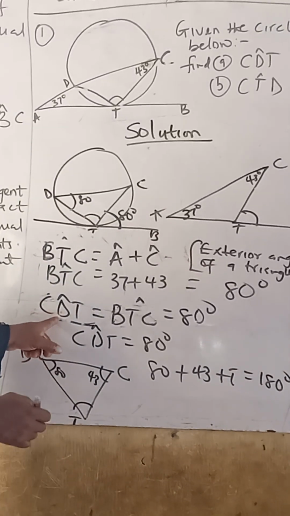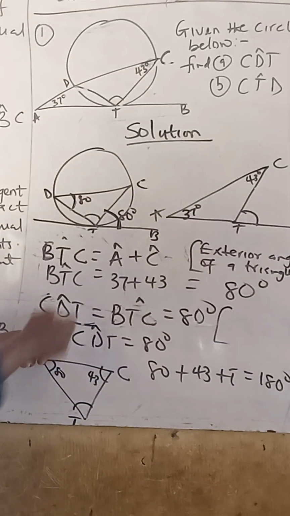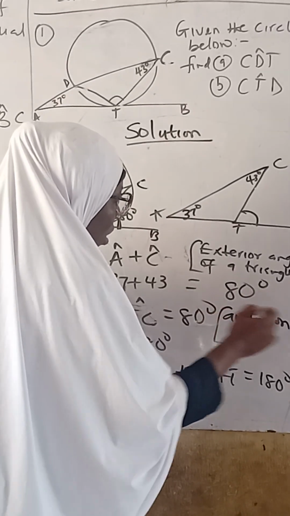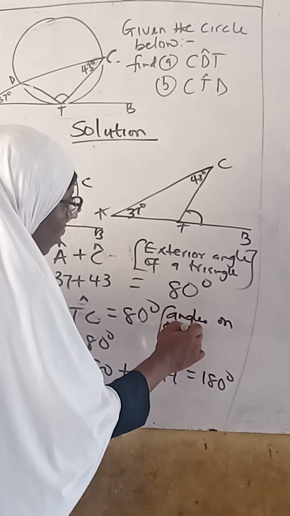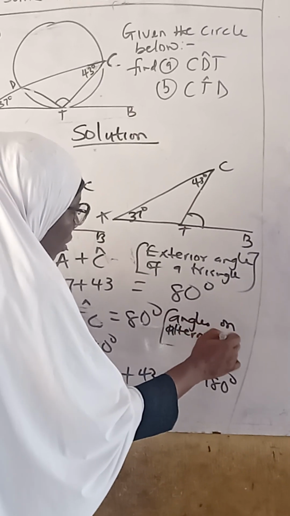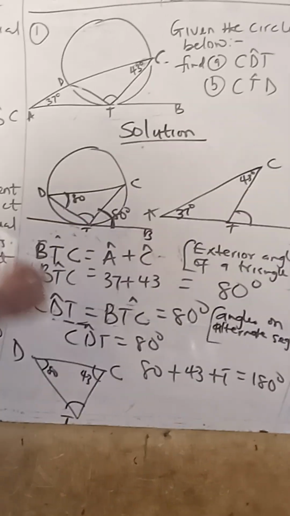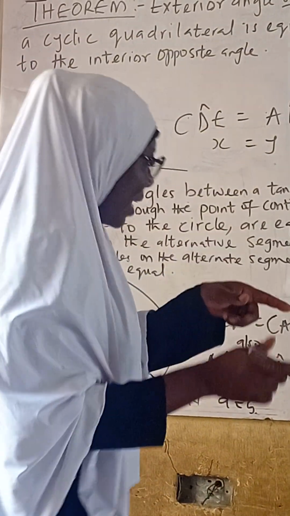Please don't forget to put your reason for this. Why do we say this is equal to this? Our reason is angles on alternate segments. Please don't write angles on the same segment. That's a different theorem. This one is alternate segment.